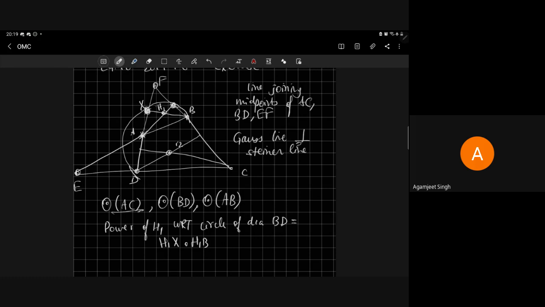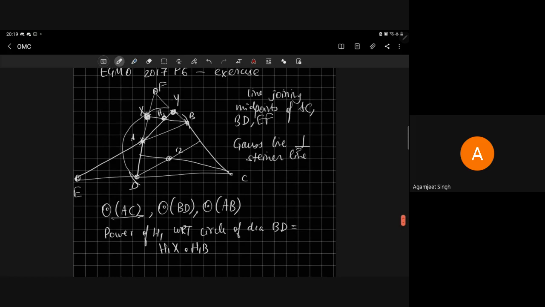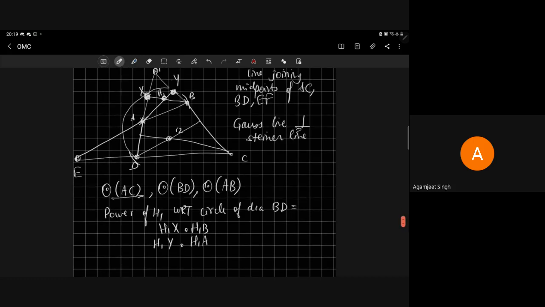So the circle power of H1 is H1X times H1B. And the power of H1 with respect to the circle with diameter AC is H1Y times H1A, correct? Because again, Y lies on the circle with diameter AC. Does that make sense?